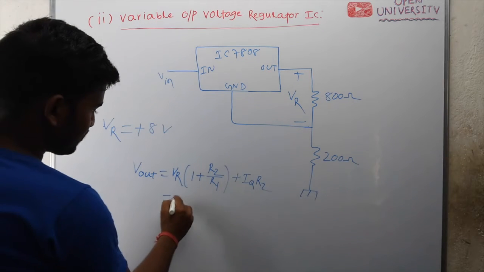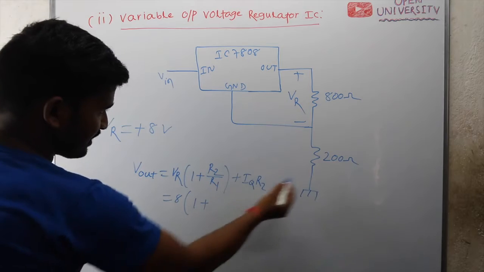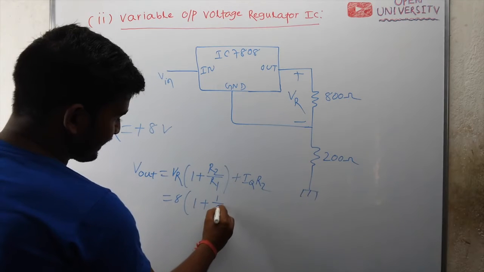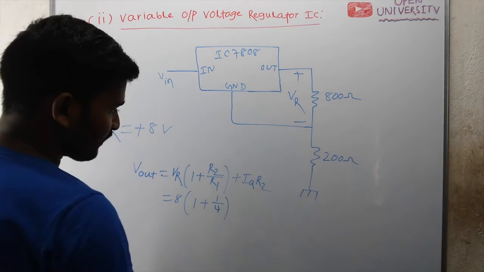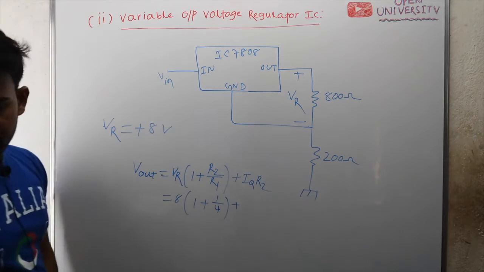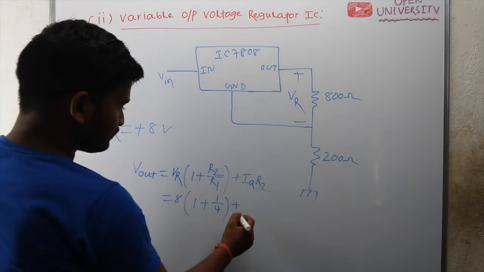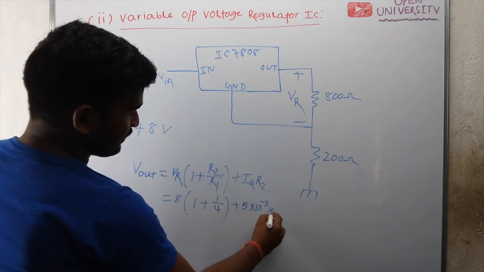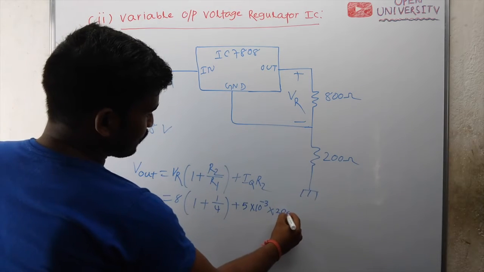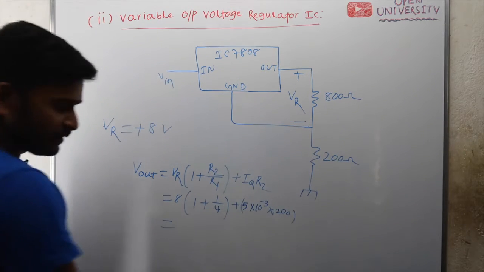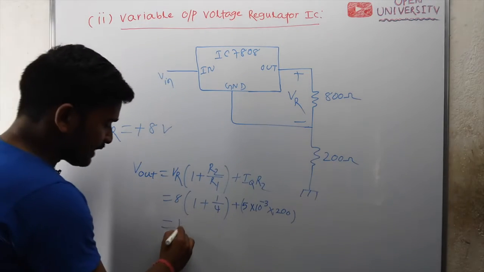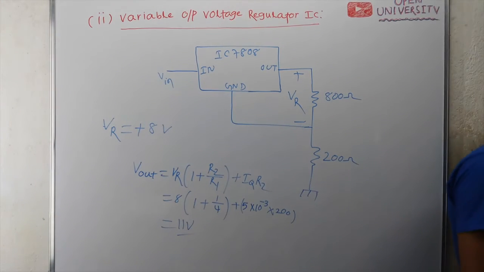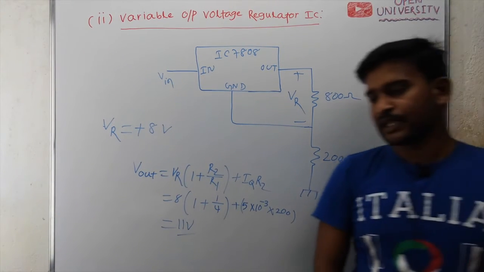So what is the regulated output voltage? VR is 8 into 1 plus R2 by R1, so 200 by 800, that is 1 by 4, plus the quiescent current value is given to be 5 milliampere, 5 into 10 power minus 3, into the R2 value, which is given to be 200. If you calculate, the value of output voltage will be 11 volt. This is the answer.